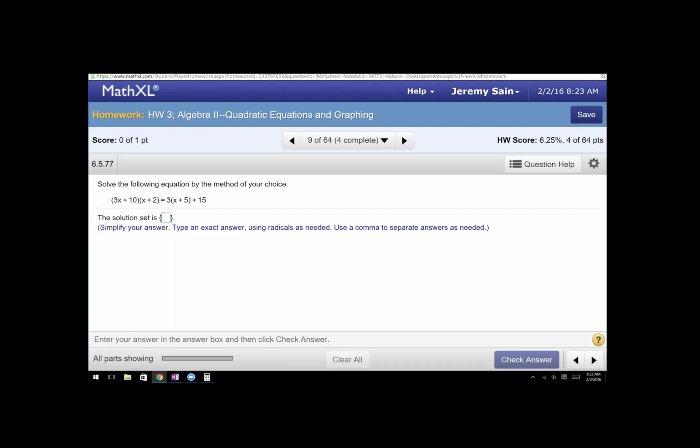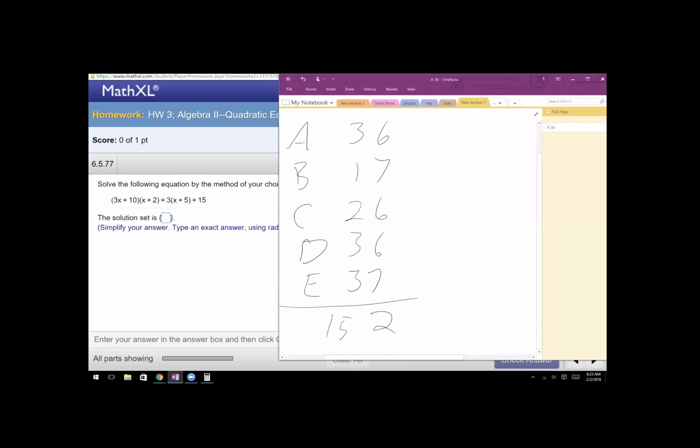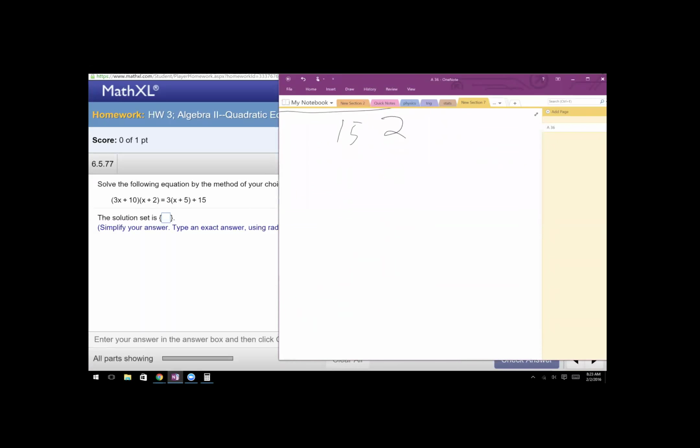So let me go ahead and write down the question real quick. We've got 3x plus 10 times x plus 2 is 3x plus 5 plus 15.